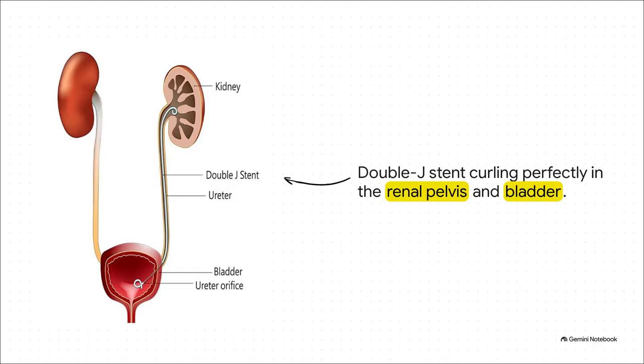Visualizing the anatomy really helps here. Think about how a double J stent curls perfectly in the renal pelvis up top, runs all the way down the ureter, and then curls again in the bladder at the bottom. Knowing exactly how it sits explains why precise operative notes are so critical. It is a highly specific procedure that demands meticulous documentation.